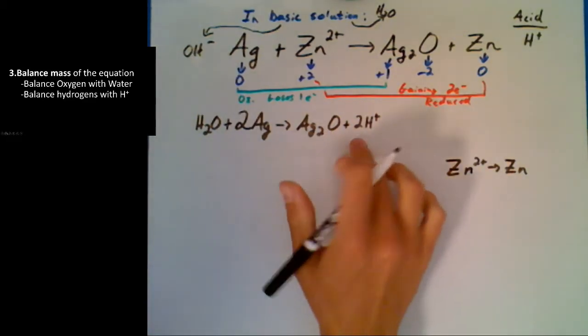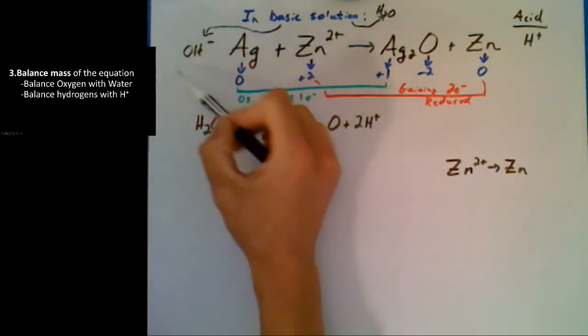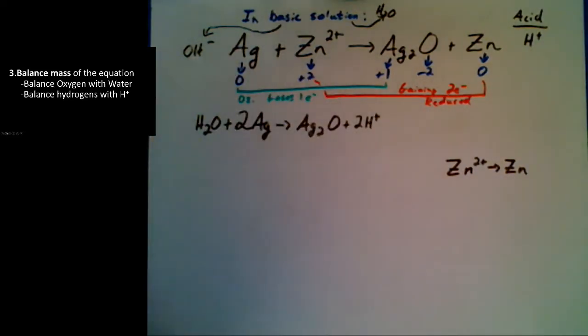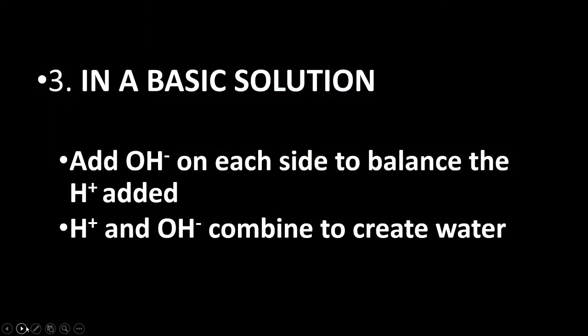Okay, here's our issue though, H+. That's for an acid. In a base, there's no excess H+, there's only OH-. So this is our new additional step. In a basic solution, we're going to add OH- on each side of the balanced equation to offset all of the H+ that was added. And then we're going to combine the H+ and the OH-, and it's going to turn into water.